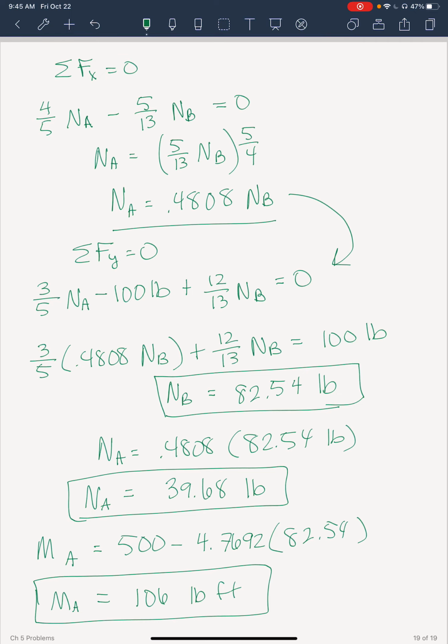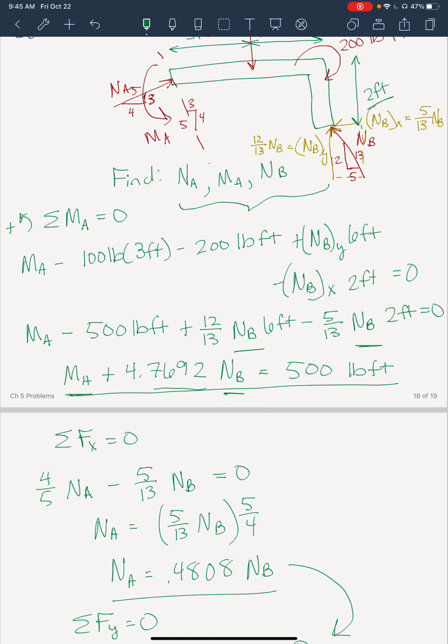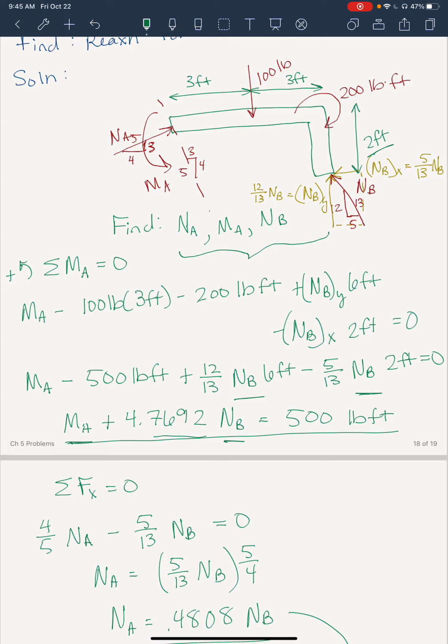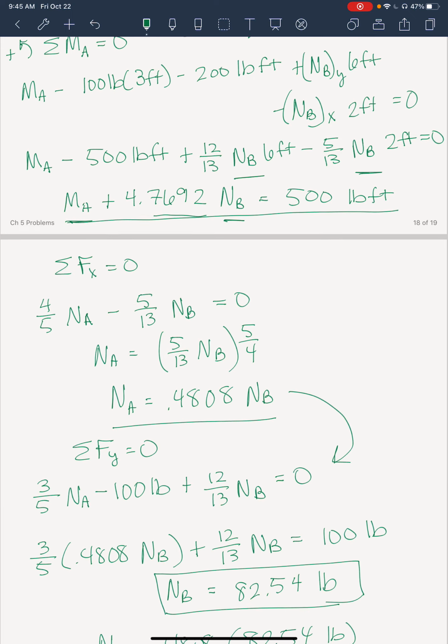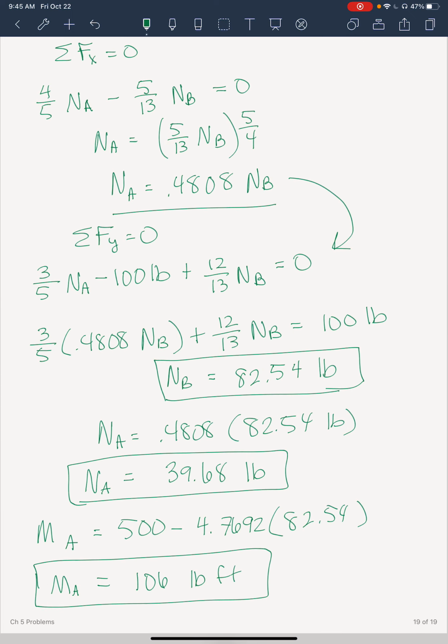So this is a good one because it showed us how sometimes you can't simplify it to where it just has one unknown in one of those equations, but that's okay. We can just plug it back in. So those are our 3 answers here, here, and here.